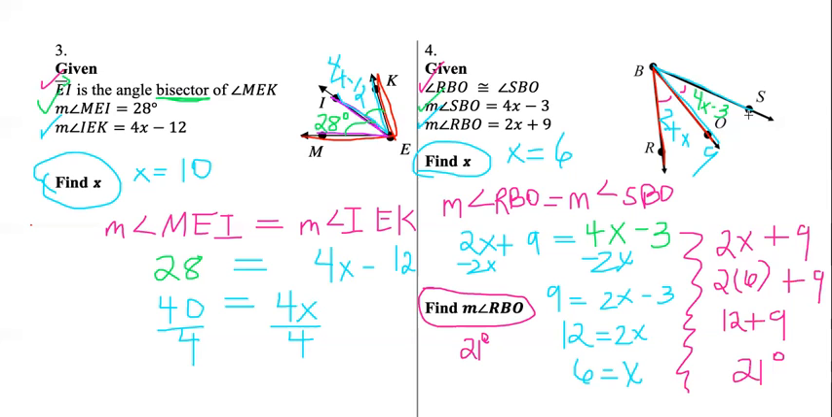Okay. That's the lesson. Talking about angle bisectors and applying that to find the values of x and the measures of missing angles. That's it for today's lesson.